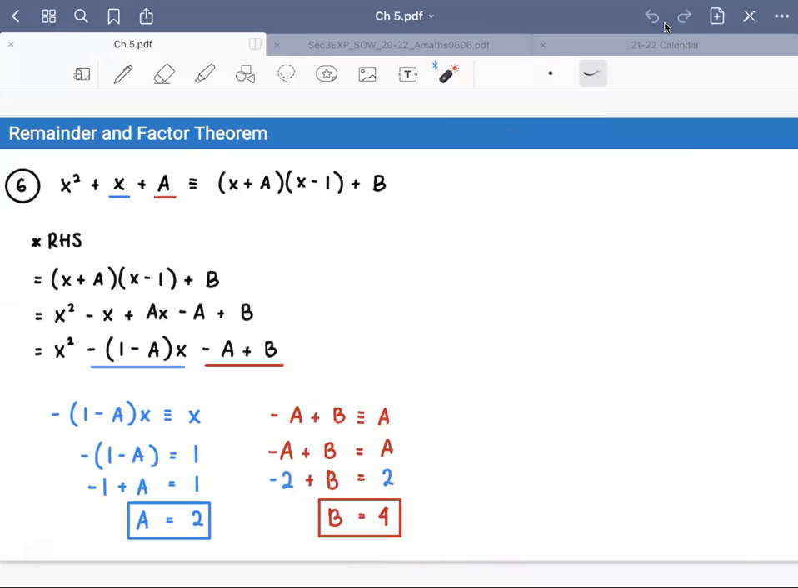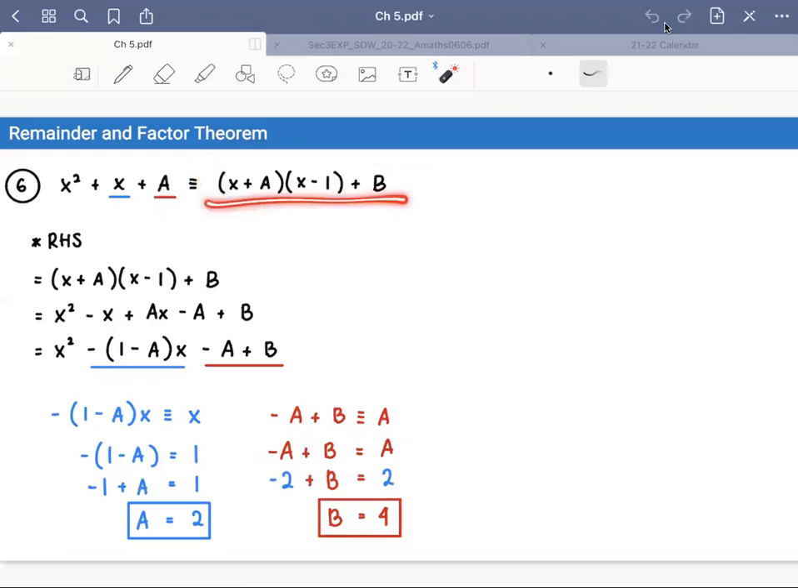All right, number 6. Okay, so for number 6, we have x squared plus x plus a is similar to x plus a times x minus 1 plus b. So we're looking for the values of a and b. However, we have a here, and it's all right. So we just maintain a here. What we need to simplify is the right hand side.